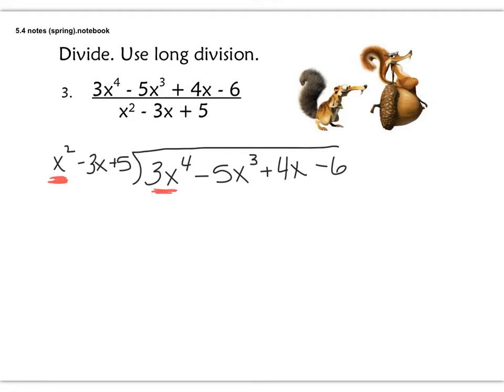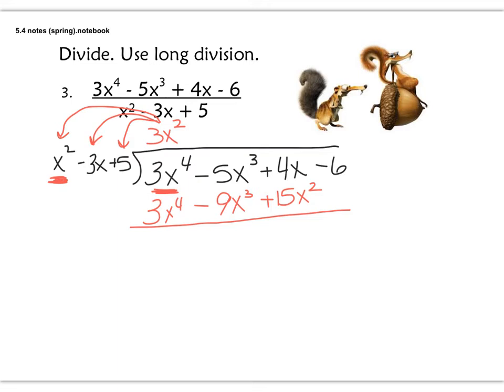All right, so looking at the first ones. What do you multiply x squared by to get 3x to the 4th? You would multiply by 3x squared. So when we distribute, we would multiply those together to get 3x to the 4th. Distribute to the next one would give me negative 9x cubed, and distribute to the third one this time, that gives me a positive 15x squared. All right, once we fill those in, don't forget to change your signs. So those signs change all the way through that line.